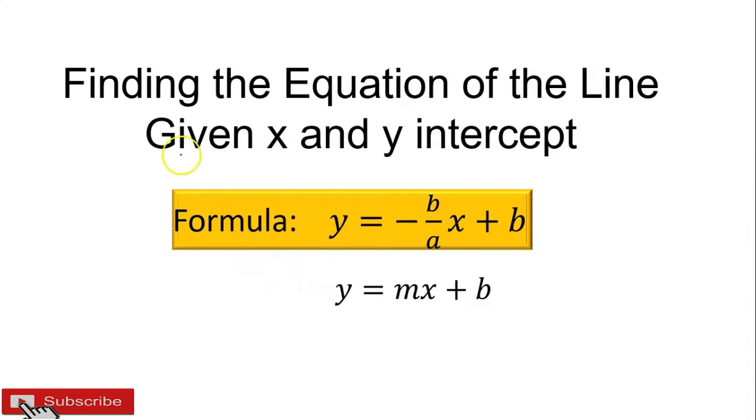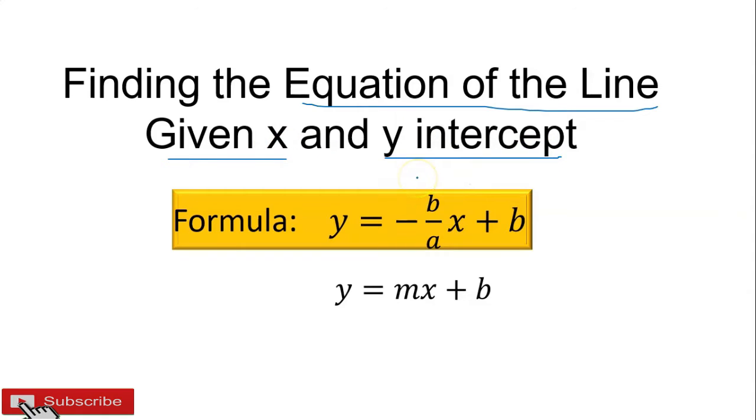Today's video, ang i-discuss natin ay on how to find equation of the line given x and y intercept. So again, ang hahanapin natin ngayon is yung equation ng line. Ang given naman ay yung x and y intercept.